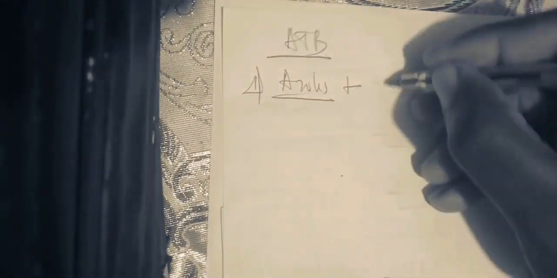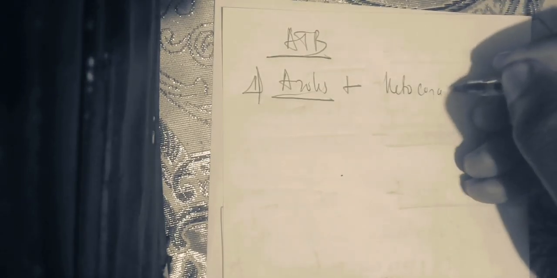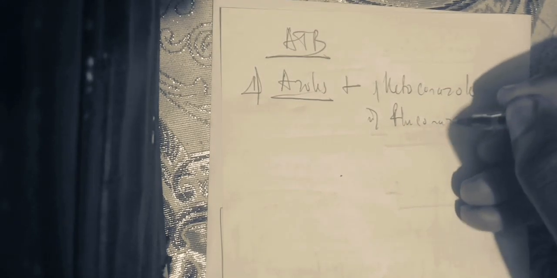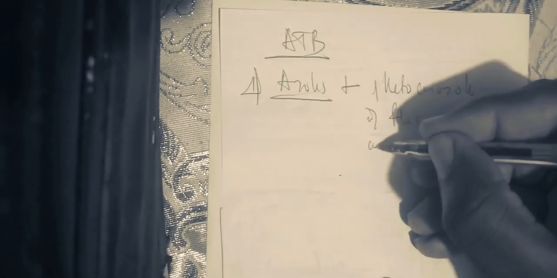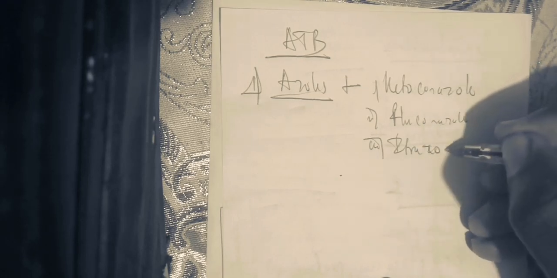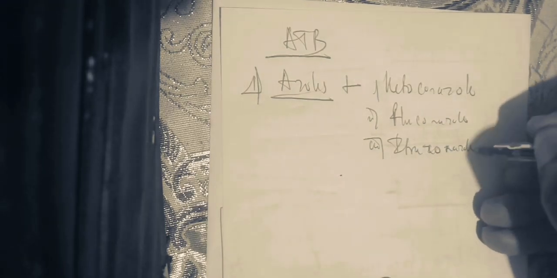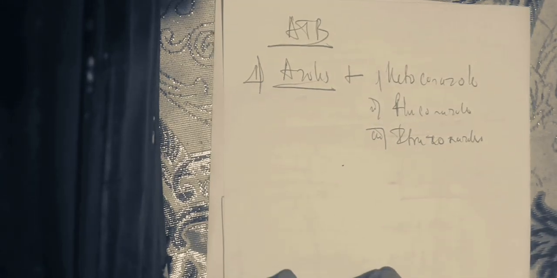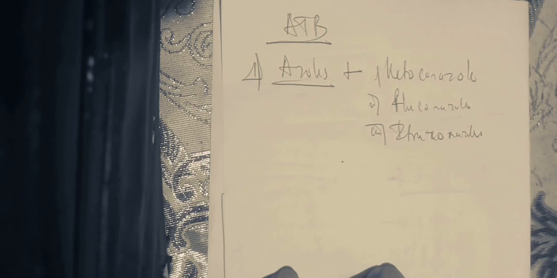Now, the general class of antibiotics that can be used for fungal infections. You need to know what we have. The first one, the azoles. Among the azoles, you have ketoconazole, fluconazole, and itraconazole. Those are examples of azoles that can be used as antifungal medication.